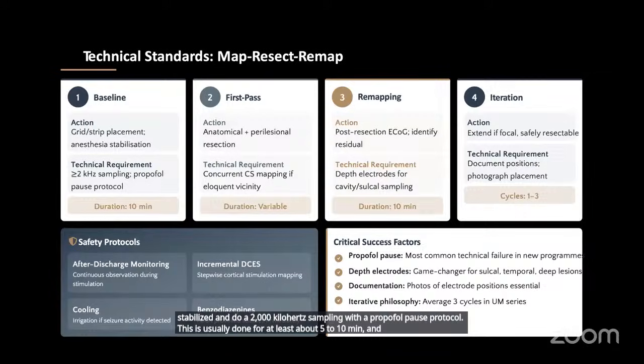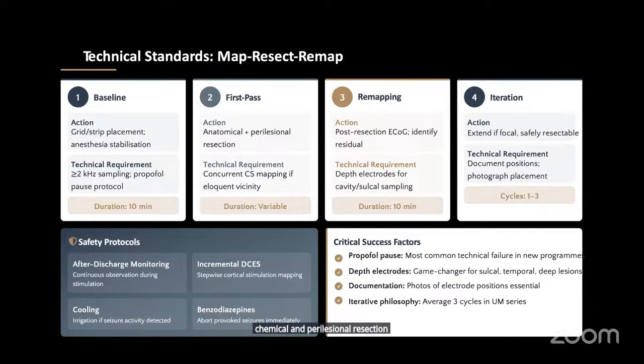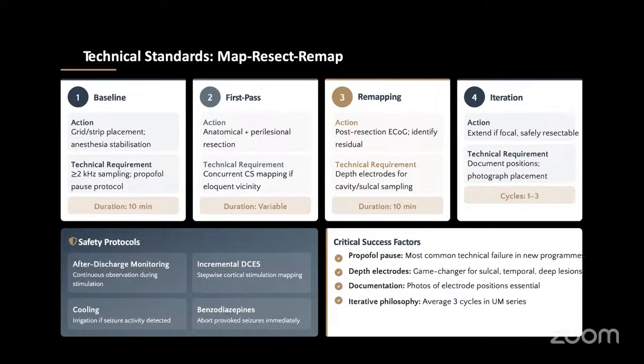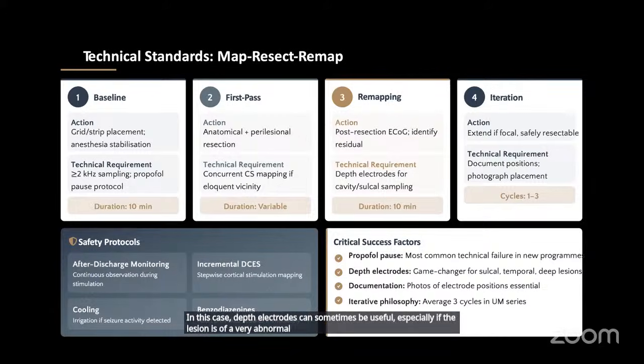And once this is done, a first pass mapping is done, where both the anatomical and perilesional resection is performed with concurrent central sulcus mapping if it's near eloquent vicinity. Finally, once a first pass resection has been done, the patient is remapped. And this time, a post-resection ECOG is done to identify any residual spike rhythms. In this case, depth electrodes can sometimes be useful, especially if the lesion is of a very abnormal shape. Because you must remember, a depth electrode itself doesn't conform very much to abnormal shapes.